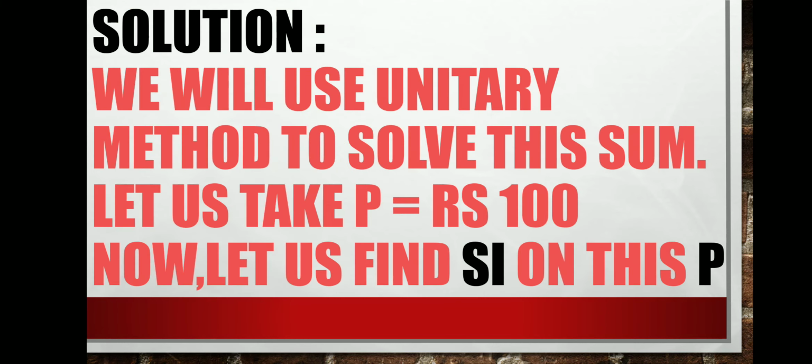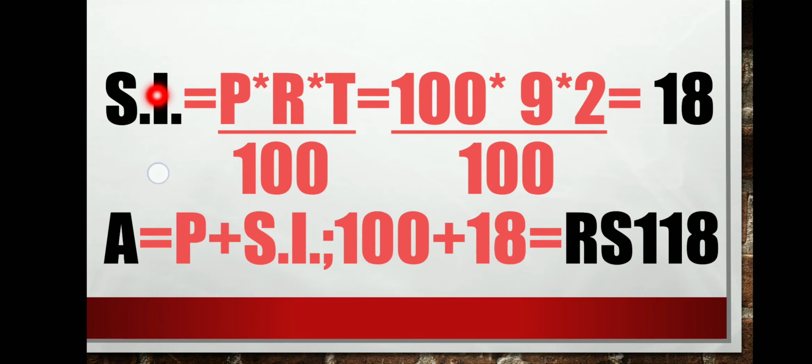Now we are going to solve this sum by using the unitary method, and we'll take P, that is principal, equals rupees 100, and then we'll calculate SI on this rupees 100. Now let us see that. SI is equal to P into R into T divided by 100. P is 100 into 9 into 2, divided by 100, that comes to 18 rupees. So SI is 18. Now we'll calculate amount. Amount equals principal plus SI. So 100, which is principal we have taken, plus 18, the SI we calculated, that comes to 118.